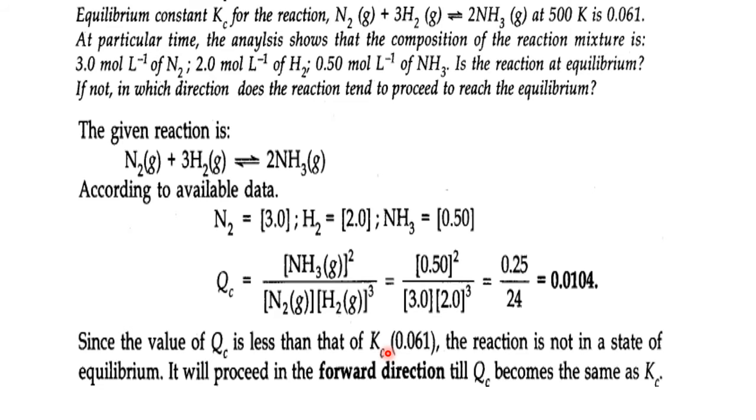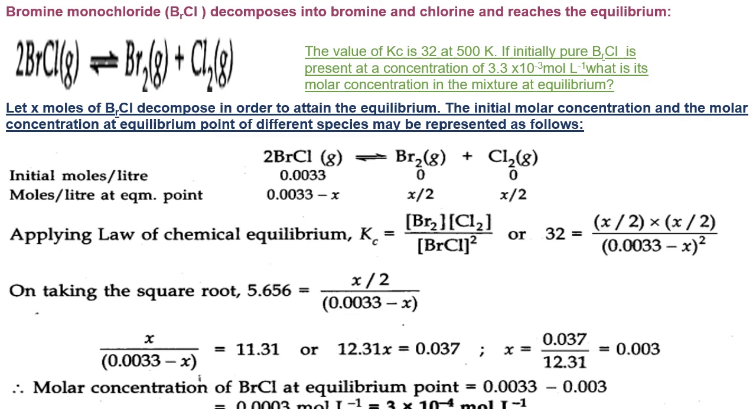Because the value of Qc is less than that of Kc, it has not reached the equilibrium. Only when Qc equals Kc is it at equilibrium. Here it is unequal, therefore the reaction is not in equilibrium. And in which direction? When the Qc is less, the numerator is less, so products are less. When the products are less, products want to form. When the products want to form, the reaction is in the forward direction. So it will proceed in the forward direction till Qc becomes equal to Kc to attain the equilibrium. Very good.